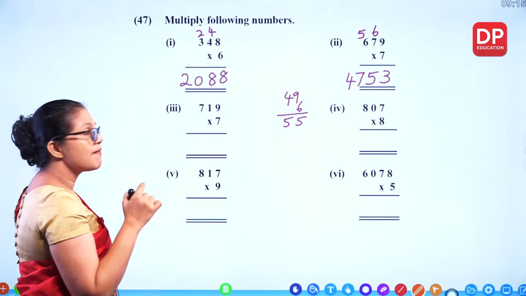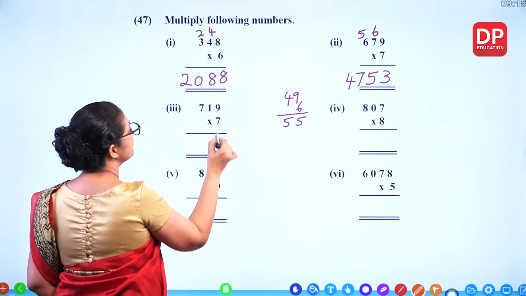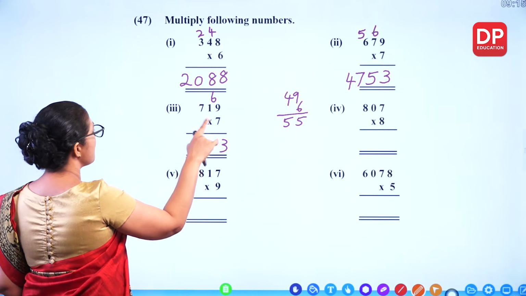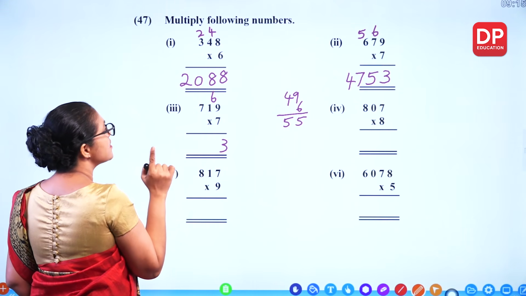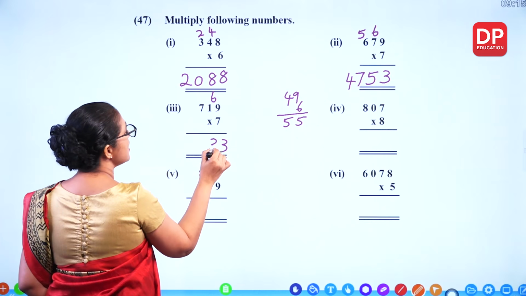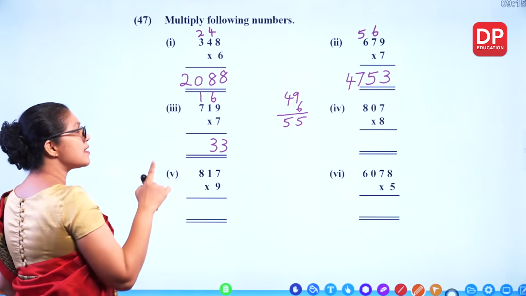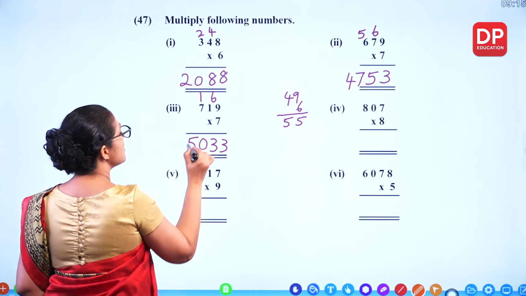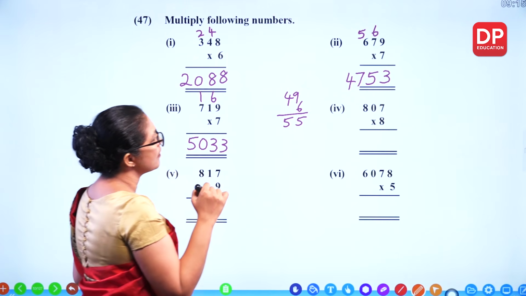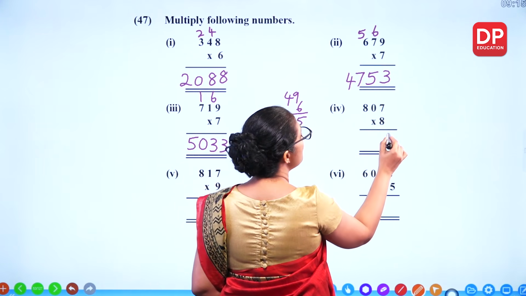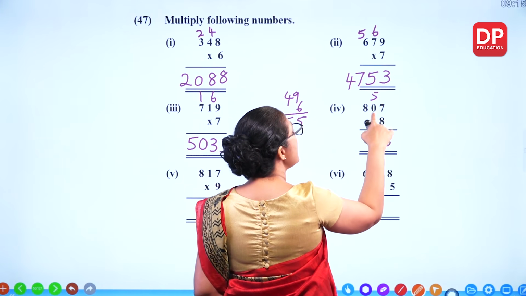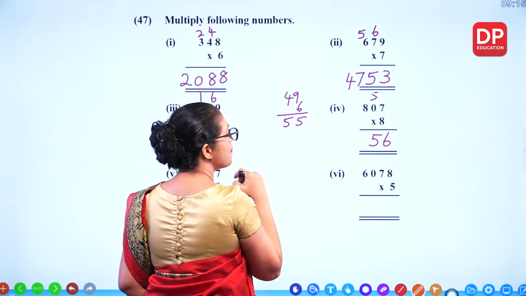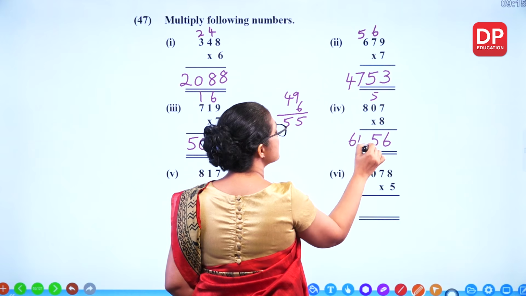This one, 7 times 9, 63. You take 6 here. 7 times 1, 7. 7 plus 6, 13. Take 1 there. 7 times 7, 49. 49 plus 1, 50. This one, 8 times 7, 56. You take 5 there. But 8 times 0 is 0. 0 plus 5 becomes 5. 8 times 8, 64.